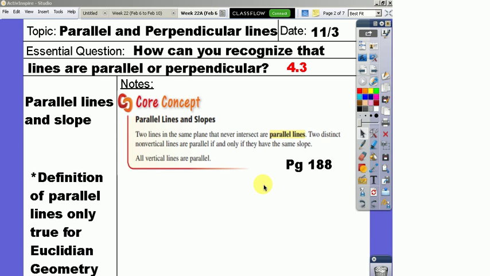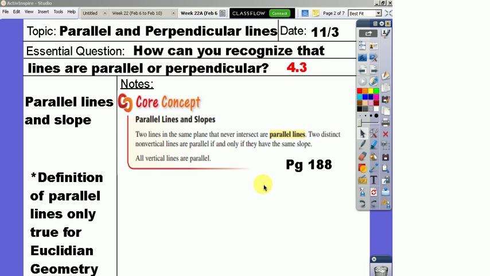So the very first thing it talks about is parallel lines and their slopes. Two lines in the same plane that never intersect are parallel lines. That's only true for the type of geometry that we study in high school. Actually, there are lots of geometries. There's hyperbolic geometry, there's taxicab geometry, there's a bunch of geometries that we don't study and I didn't know about until college. Two distinct non-vertical lines are parallel if and only if they have the same slope.